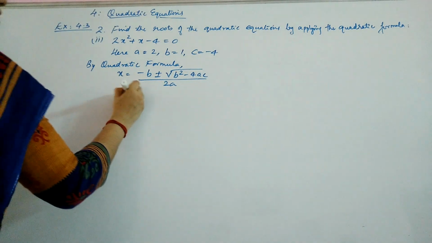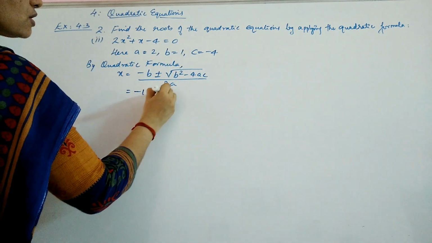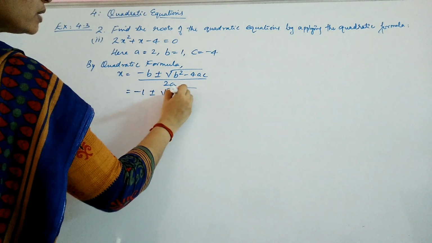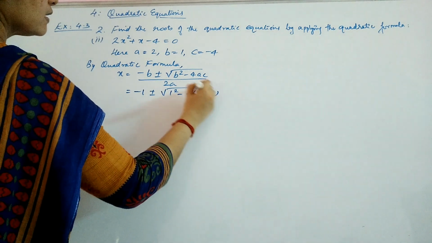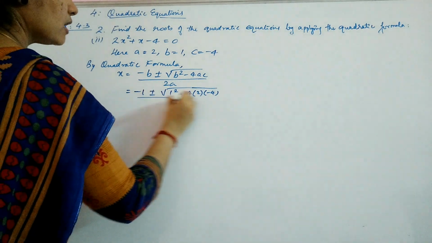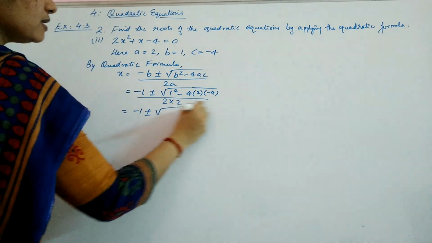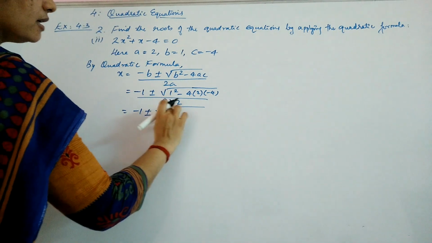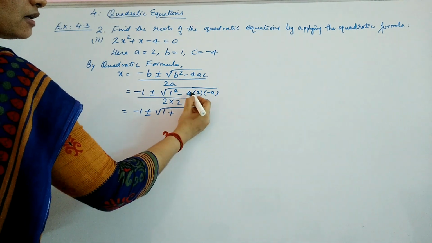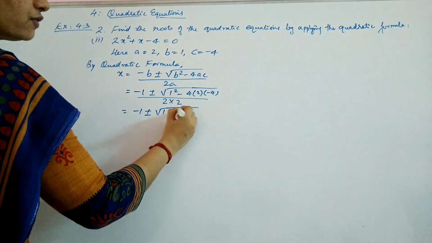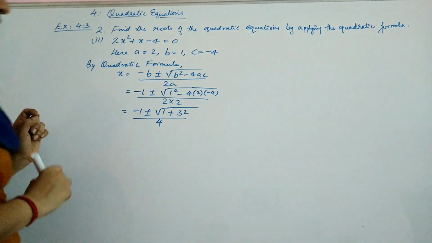Now replace the values: minus b is minus 1, plus or minus root of b square, which gives you 1 square, minus 4ac, 4 into 2 into minus 4, divided by 2 into 2. So minus 1 plus or minus root of 1 minus, here you will get minus into minus plus, 4 into 2, 8, 4 is 32, divided by 4.